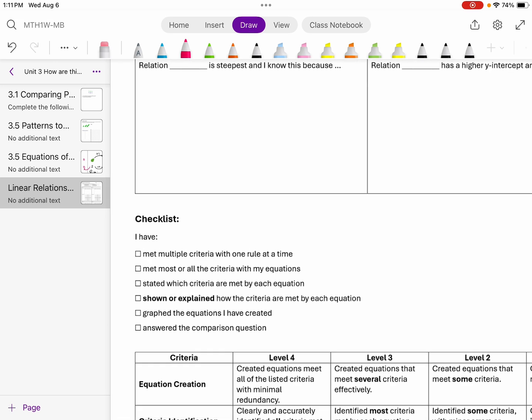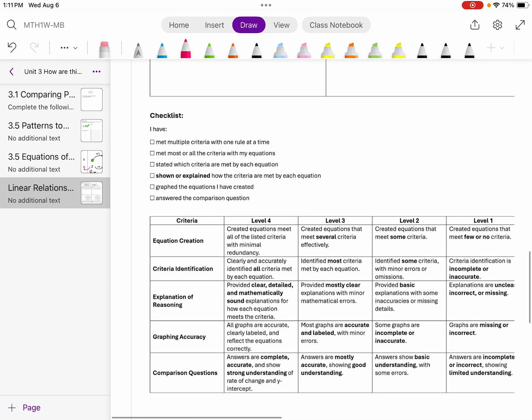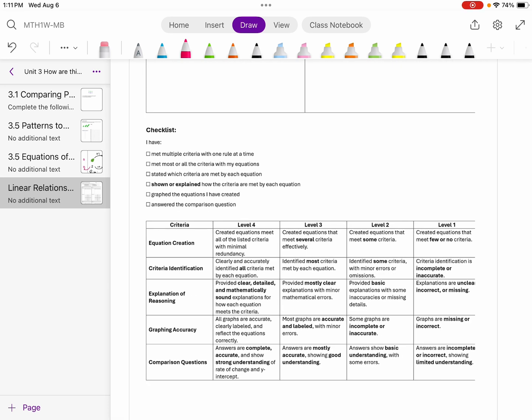and always make sure that you check your rubric to make sure you know how you're being marked. If you have any questions, make sure you ask your classroom teacher.